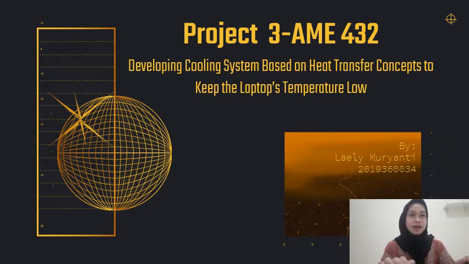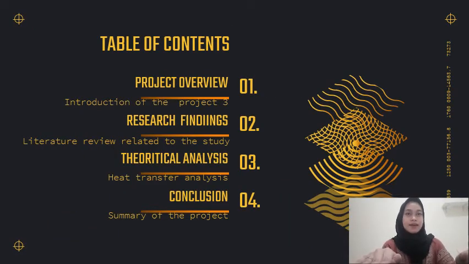In this presentation, I will present about the heat transfer project 3 with the title of Developing Cooling System based on heat transfer concept to keep the laptop's temperature low. And here is the heading that will be discussed in this presentation. There are project overview, research findings, theoretical analysis, and last is conclusion.